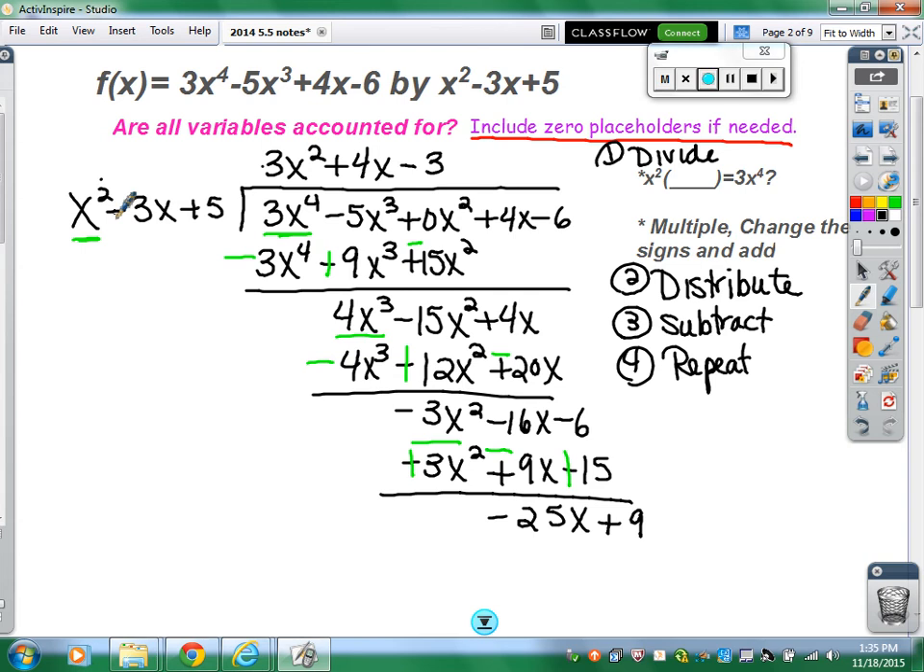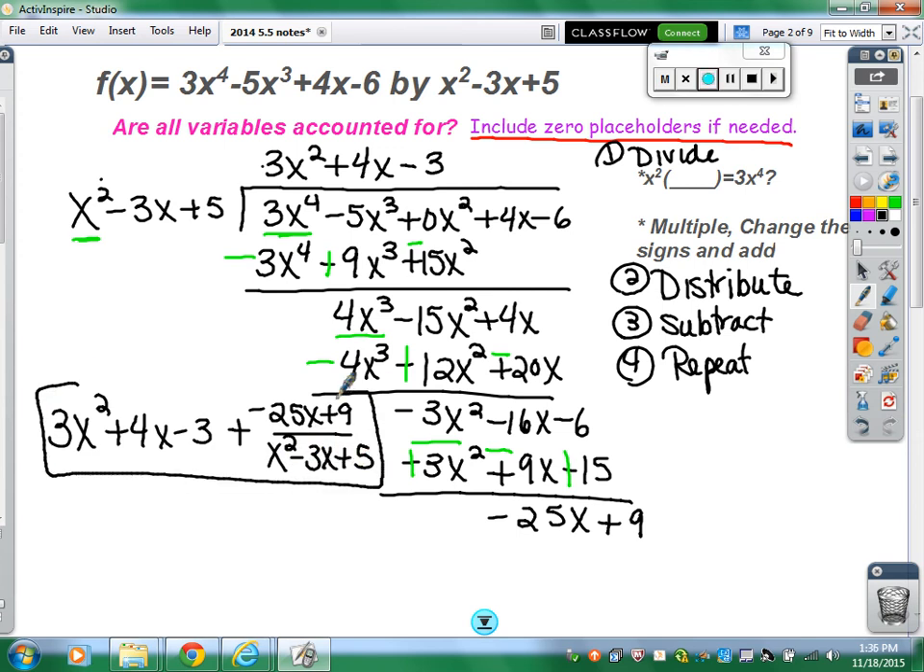All right, now we have to write your answer. So your final answer is your quotient, 3x squared plus 4x minus 3, plus our remainder over our divisor. And this is your final answer.